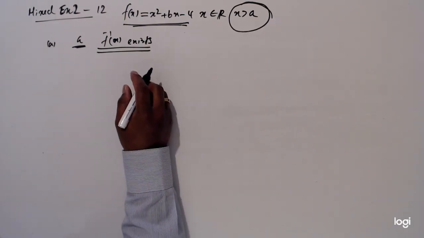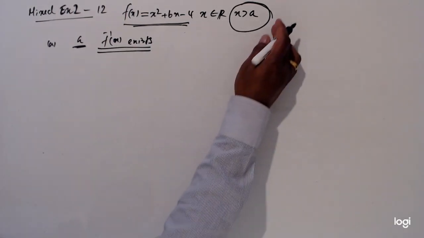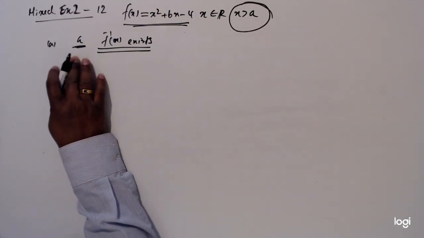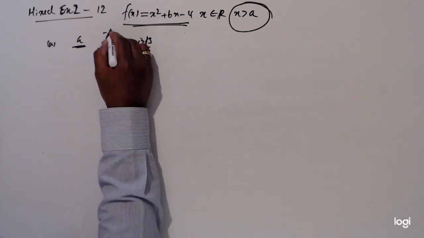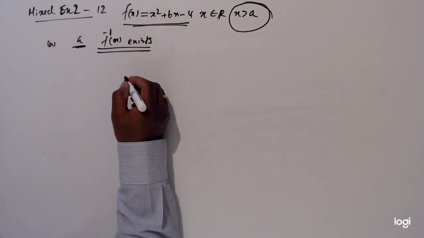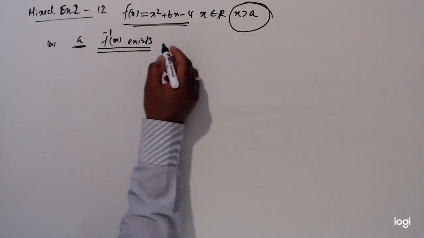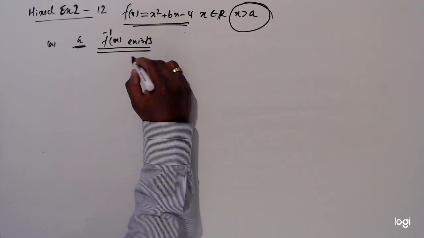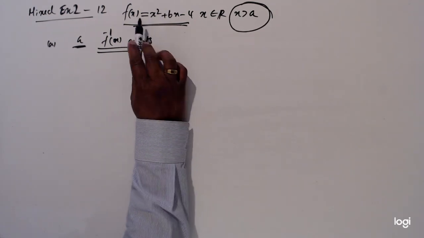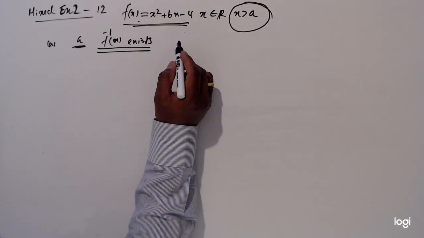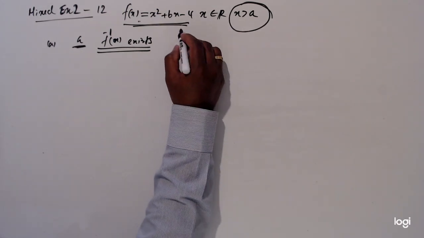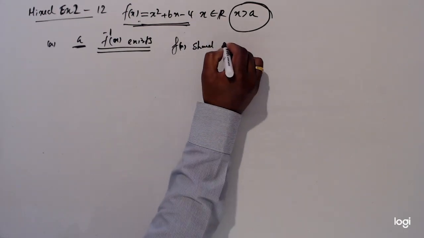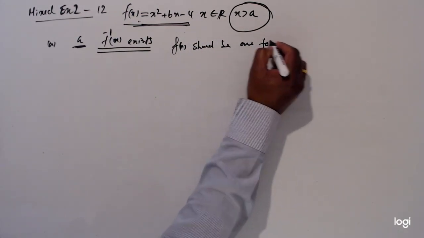Question number 12. This is the function given and the domain is x greater than a. In part A, we want to find the a such that f inverse x exists. So basically, to have an inverse function for a function, the function should be one to one.